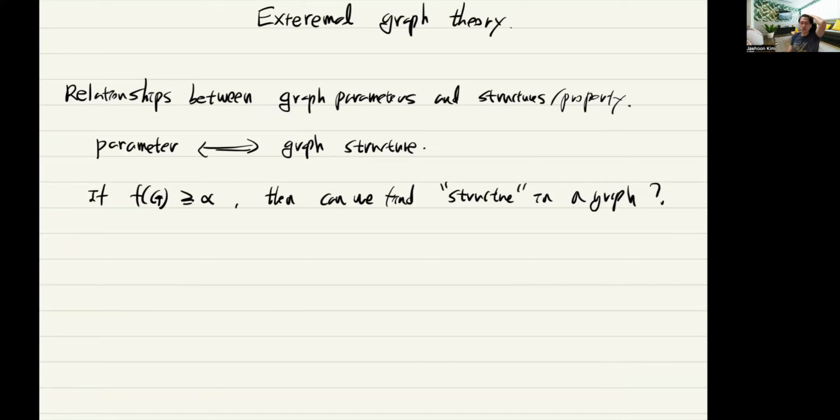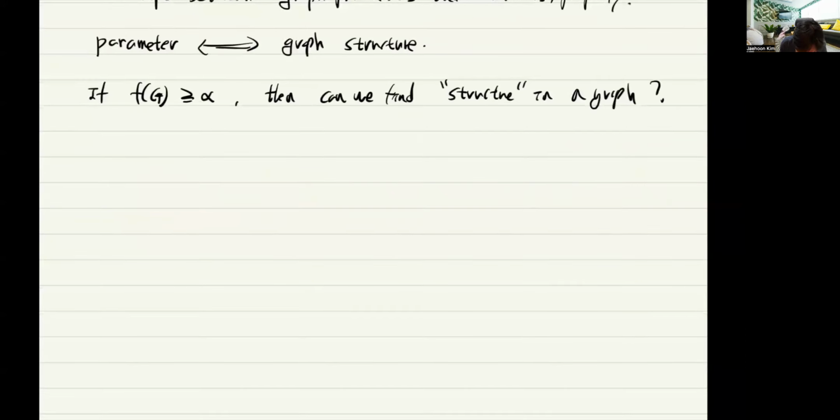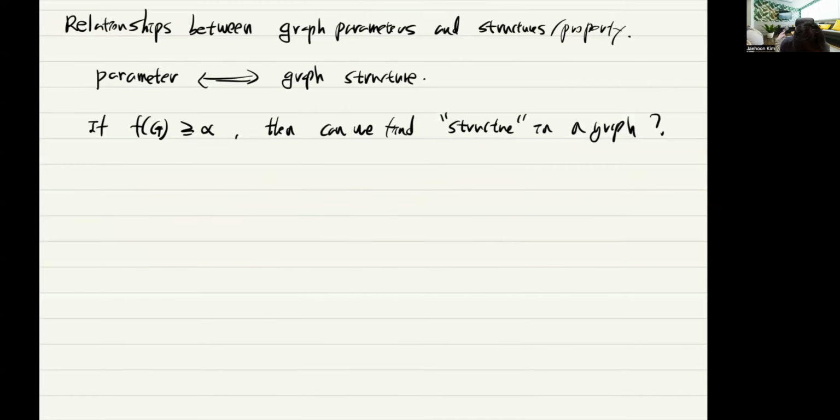So what's the most simple case? What are the most natural parameters that we can consider? And one of them is this Turan number, the number of edges. A very natural parameter is the number of edges in the graph.